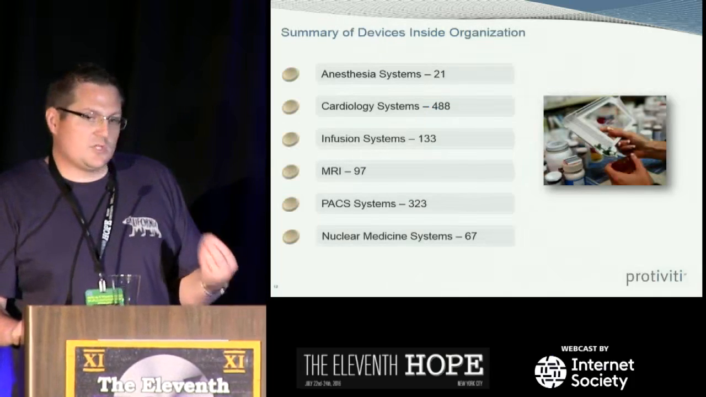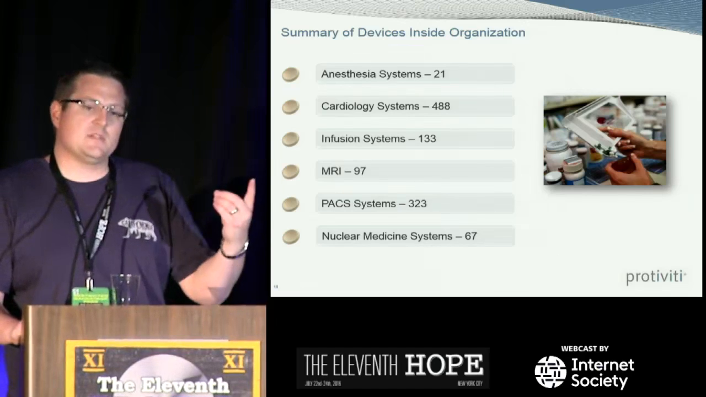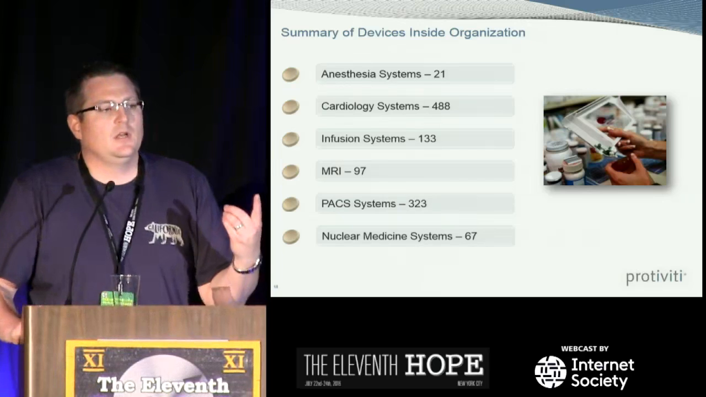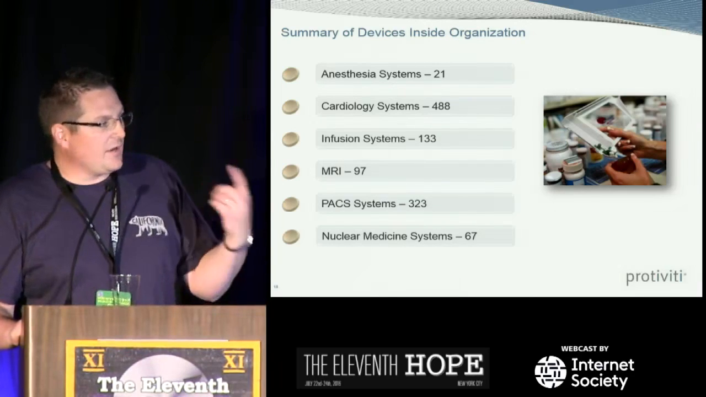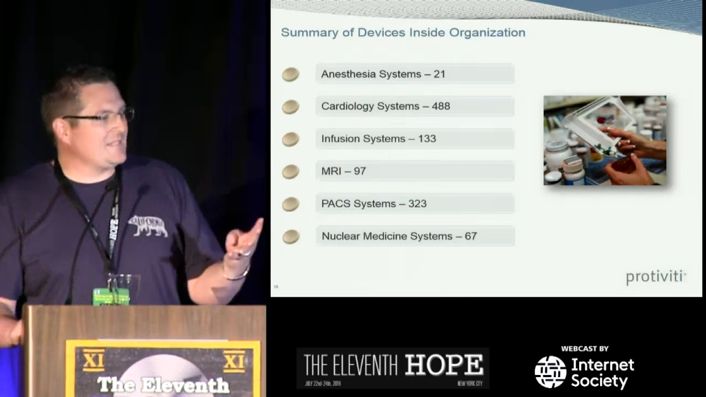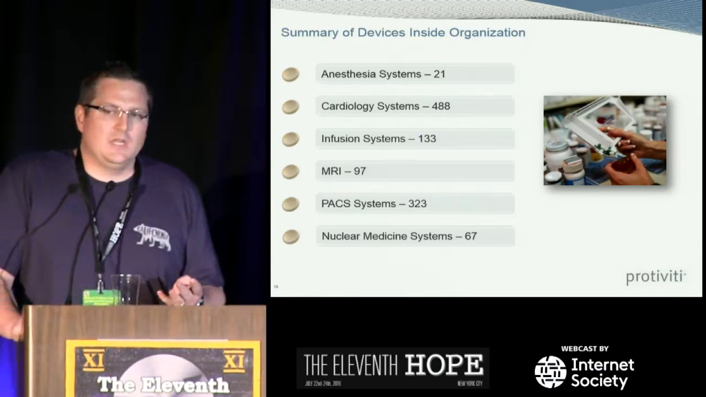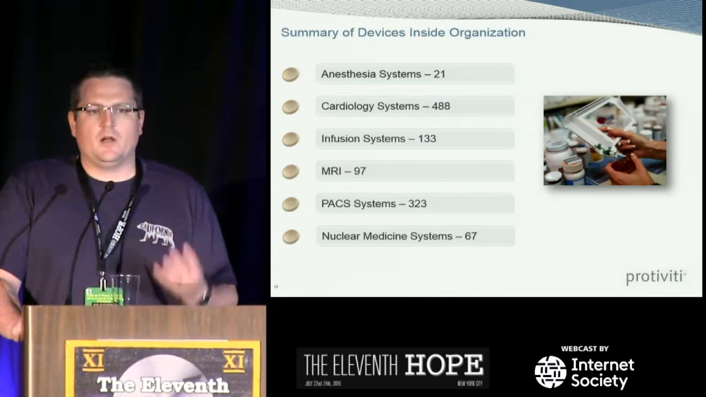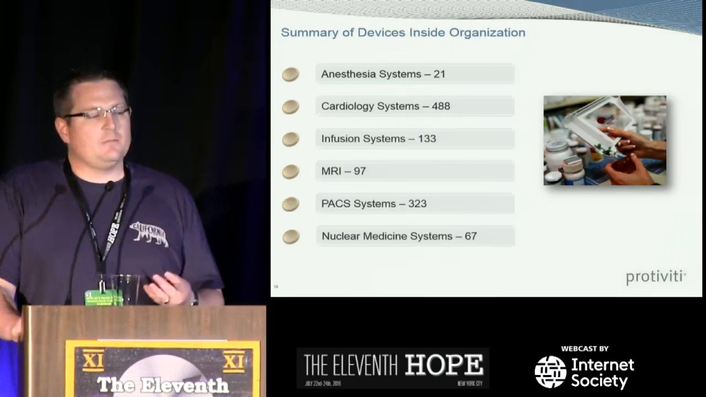This overall was just that one organization. These were the types of systems inside that organization that we had intelligence about and knew the system and host names on. You can see a lot of cardiology systems, MRI systems, infusion pumps, PACS systems. PACS, for those of you that don't know, is basically an archiving system of all radiology images. So there's a lot of protected health information inside of that, a lot of PHI.